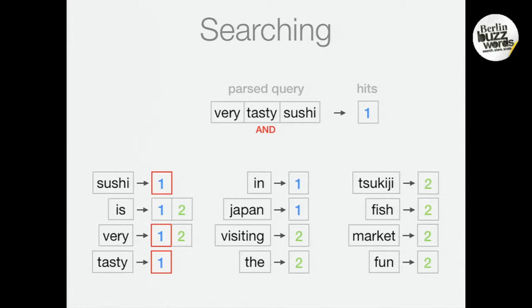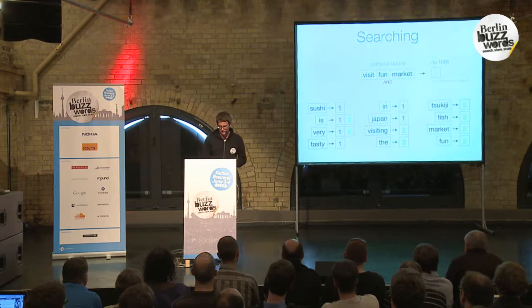So simple enough. Let's try another query: visit fun market. We do the same thing. We look up market and fun and find that document two matches. But with visit and visiting, we don't have the entry visit in our inverted index. So these things don't match. And with this being an AND query, we get no hits.